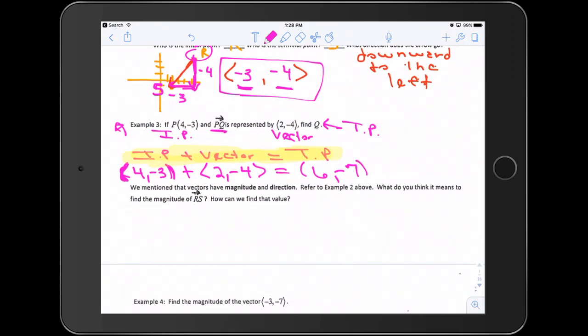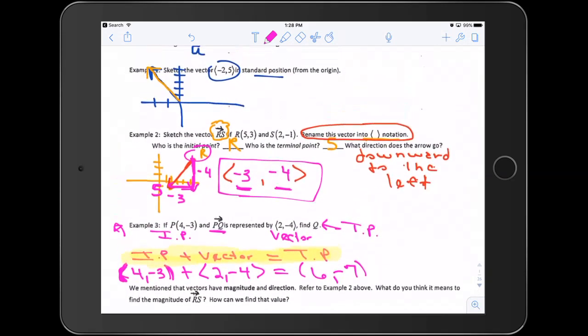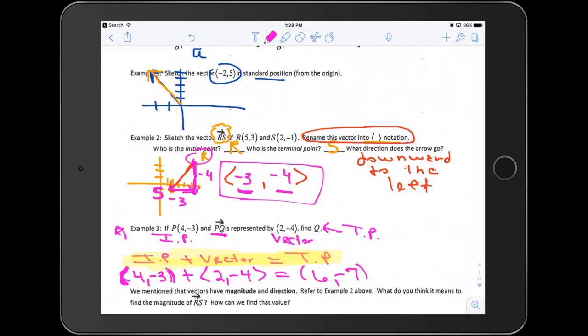Okay, so now down here it says we mentioned that vectors have magnitude and direction. Refer to example 2 from above. What do you think it means to find the magnitude of RS? So the magnitude of RS. How can we find that value? So I'm just going to come back up to here, example number 2. We know that the horizontal and vertical movement was -3, -4.